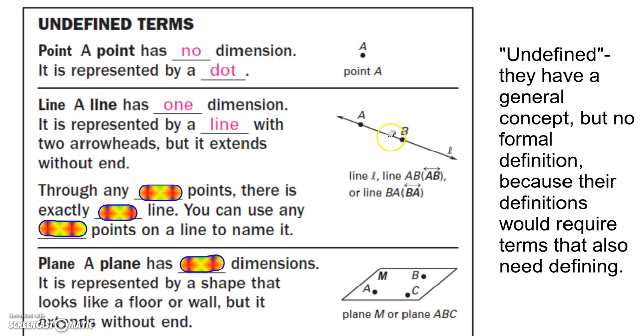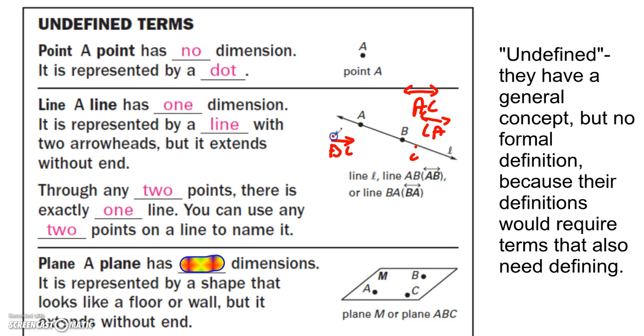All right, so I'm naming a line, but I haven't really talked about what a line is. So through any 2 points, there is exactly one line. Okay, and then you can use any 2 points on a line to name it. Okay, so for example, if this point was C, I can name this line AC if I wanted, or CA, or BC, and so forth. Okay.